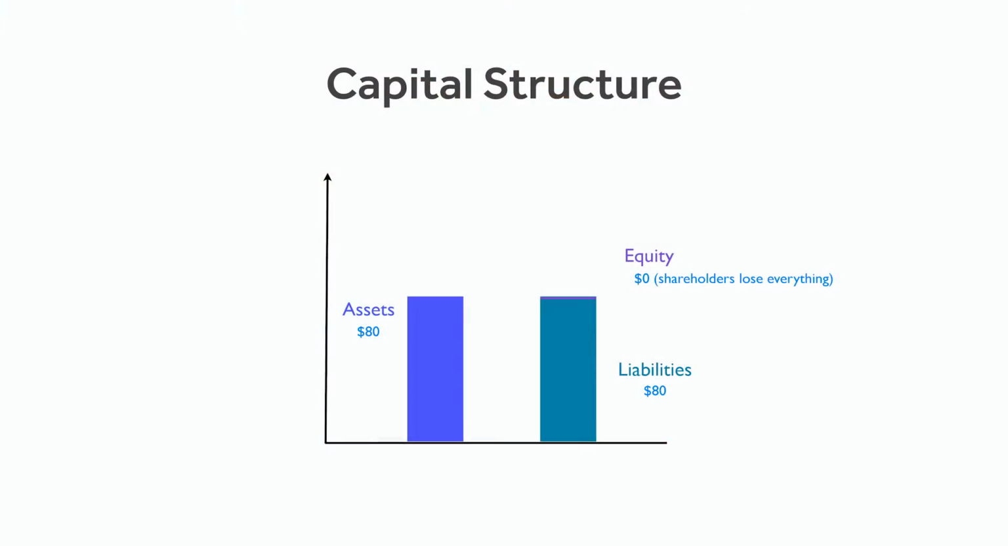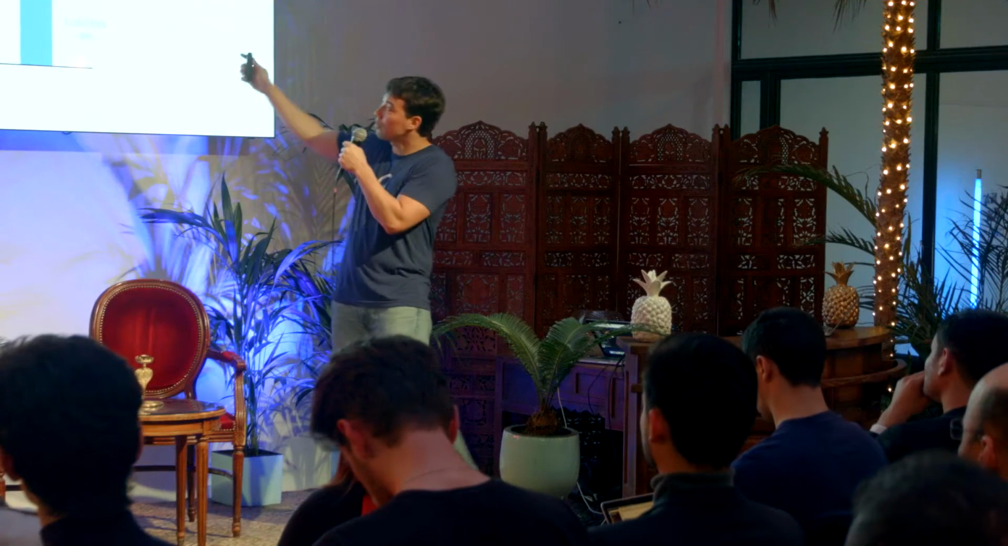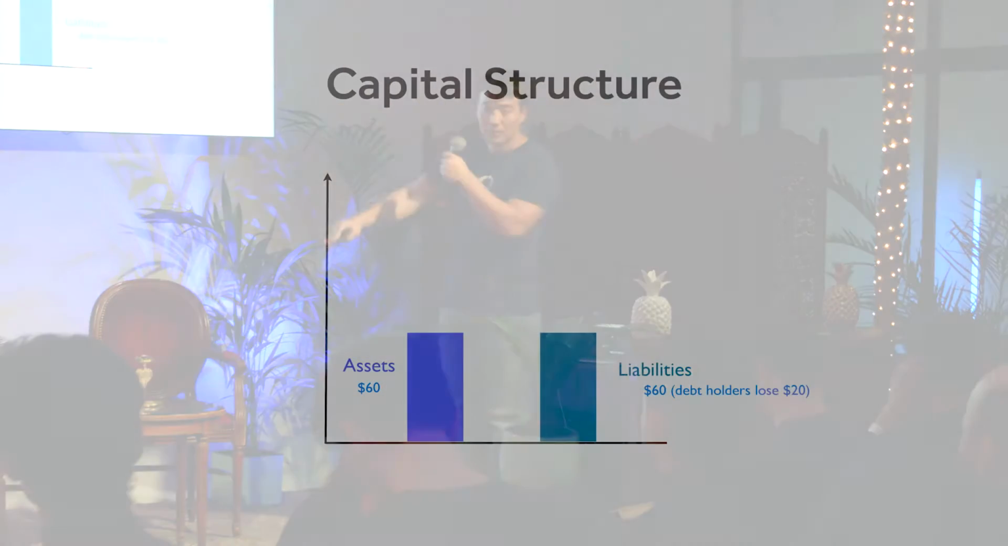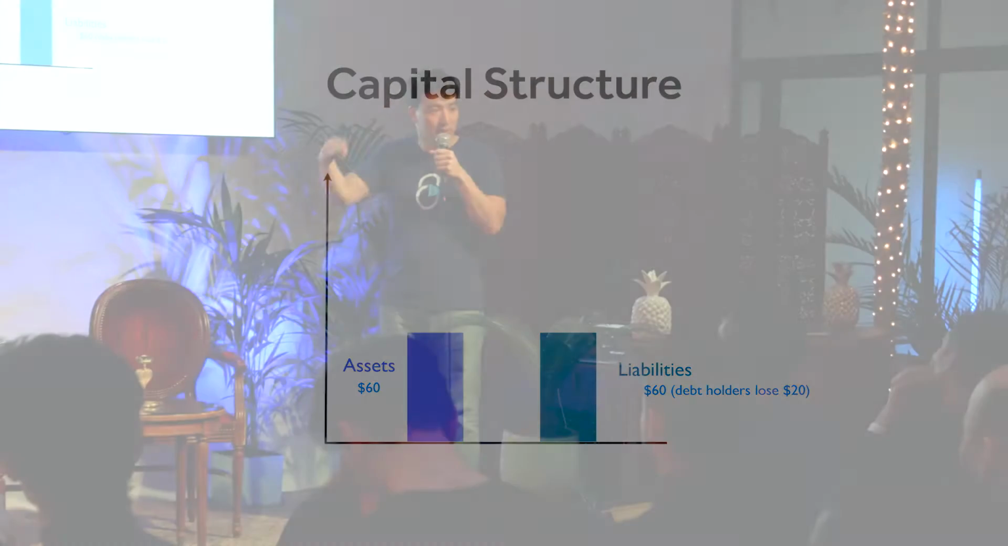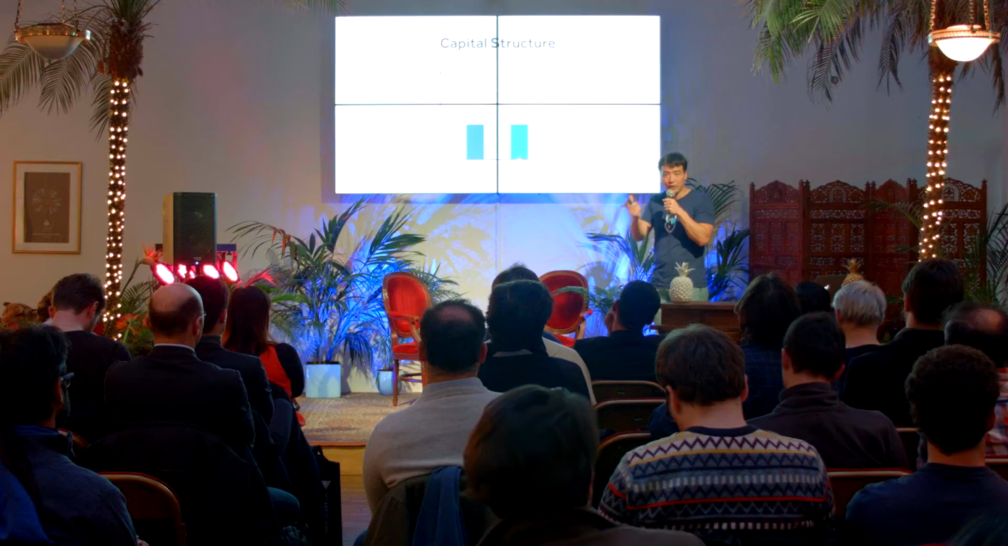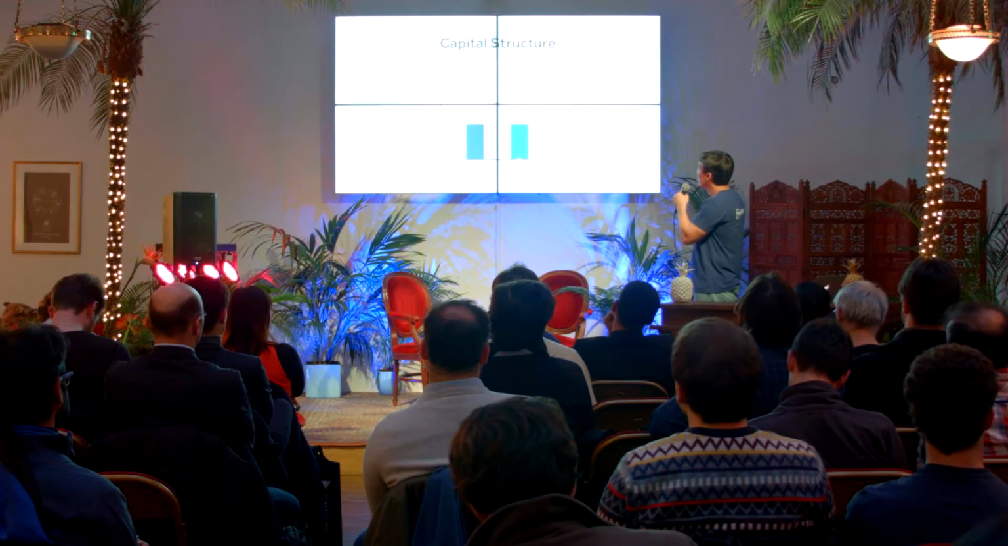And if suddenly, for some reason, the value of the company goes down to $80, it wipes out the equity, because equity is paid after debt. And it's only at that point that if the assets go down to 60, do the debt holders take a cut? Is liabilities affected? Okay? That's fundamentally the difference between debt and equity.